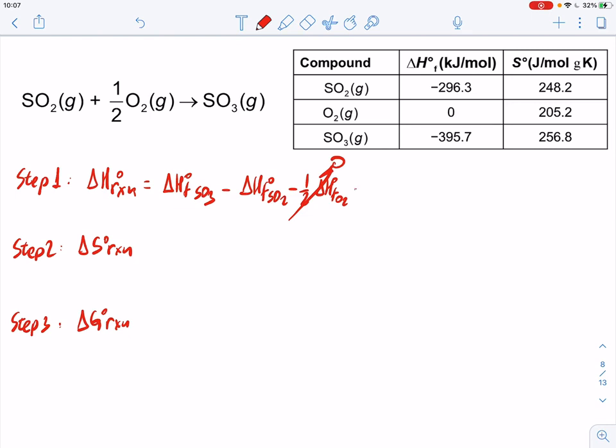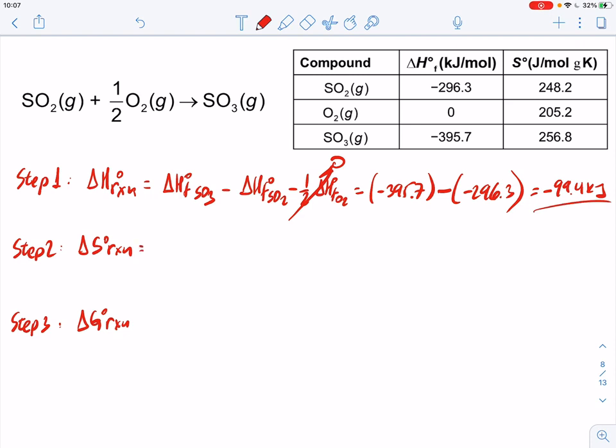Okay? Then this is going to be equal to minus 395.7 minus 296.3. And this is equal to minus 99.4 kilojoules. Okay, so that's step 1. That's the changing enthalpy for the reaction.